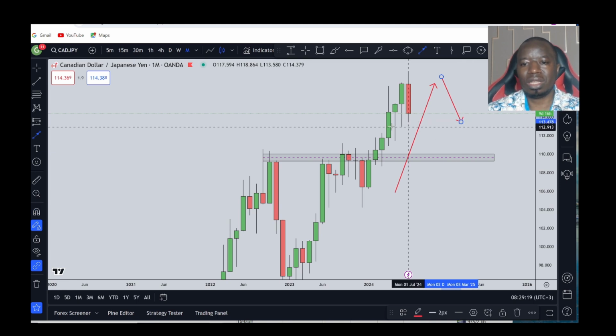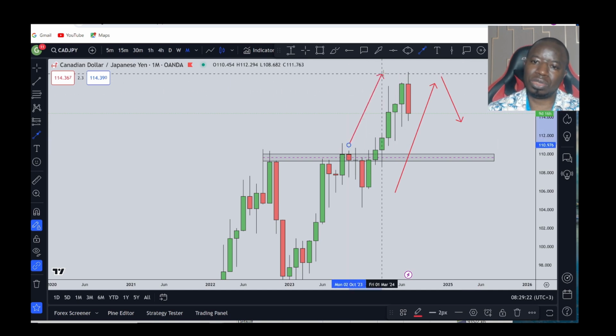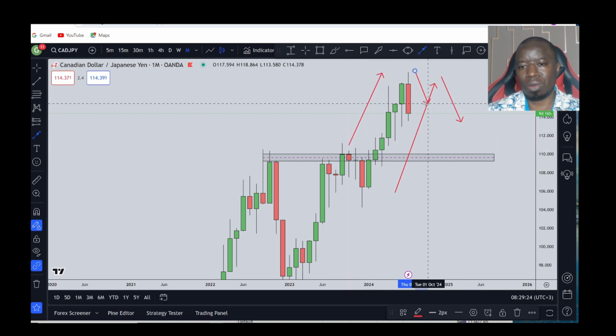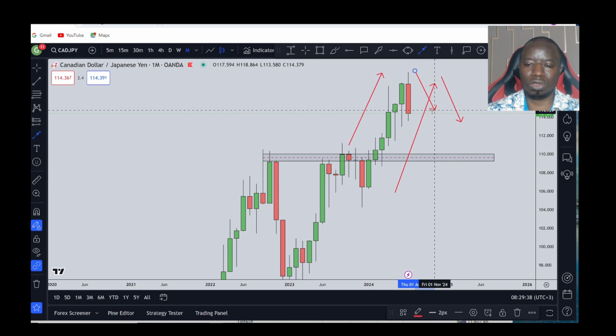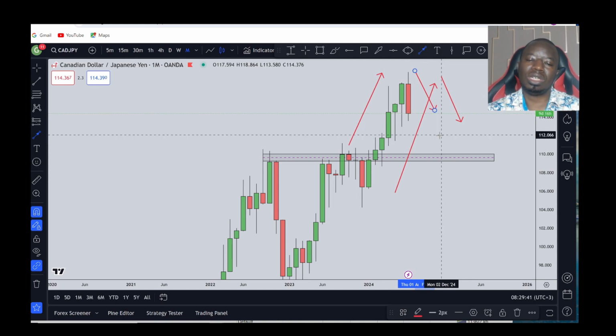We can see that it was overextended to the upside and it's now correcting some of the moves to the upside to potentially fill some gaps that were left behind as price was moving impulsively to the upside. So that's the monthly perspective. It's currently in the corrective phase of the market after the impulsive move to the upside, and so we could see more bearish moves in the coming days.